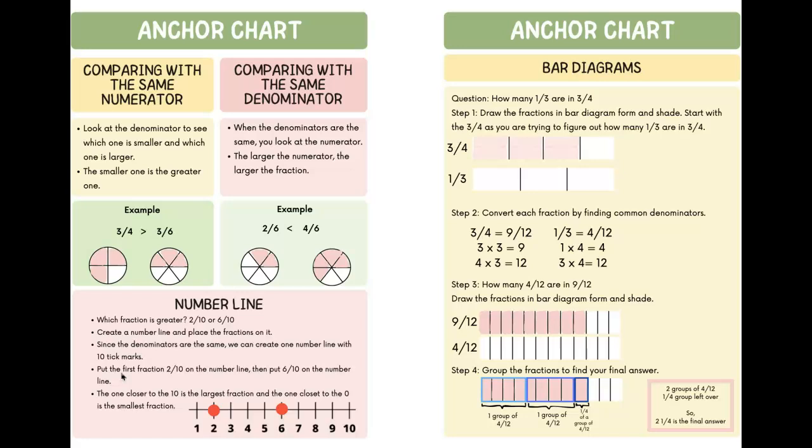In step 2, we have to convert each fraction by finding common denominators. So I knew that 12 was a common denominator, so I multiplied the 3 and the 4 by 3 to get 9/12, and then the 1/3, I multiplied the 1 and the 3 by 4 to get 4/12. So in step 3, we're now trying to figure out how many 4/12 are in 9/12.